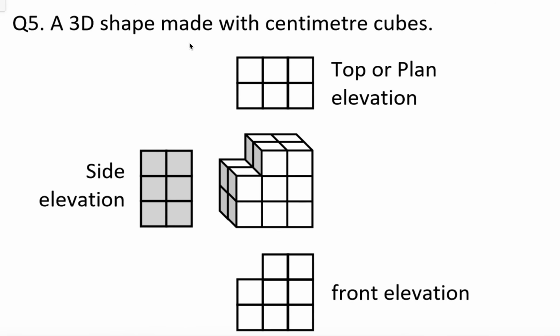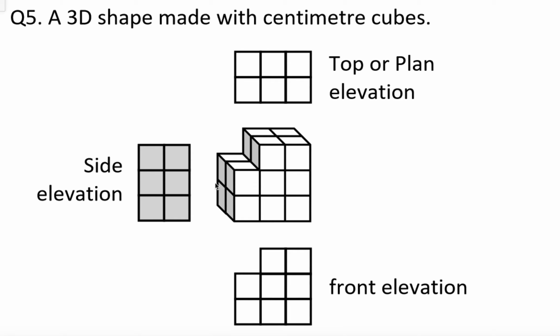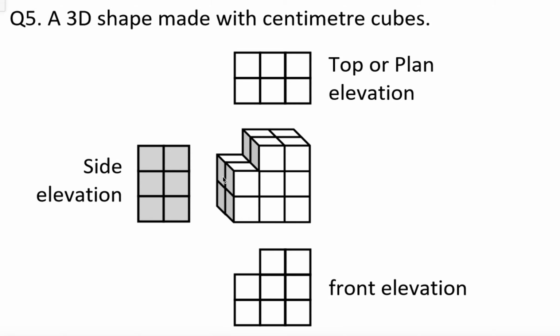Question 5. I looked at this, and the question was, you were given a shape, a 3D shape, and it was made up of centimetre cubes, and the shape is here in the middle here. And then you are going to be asked to draw the elevation, top elevation, front elevation, and side elevation. And in some cases, it's not easily accessible for people with certain visual difficulties. So I've just given you the answer here.